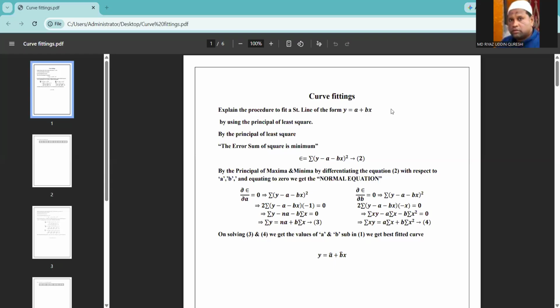So in curve fitting, we are going to have different types of curves. For example, how to fit a straight line. Fitting of a straight line is your first concept. Then fitting of a parabola is your second concept. Fitting of an exponential curve and fitting of a power curve. We have to discuss these four different curves, how to fit.